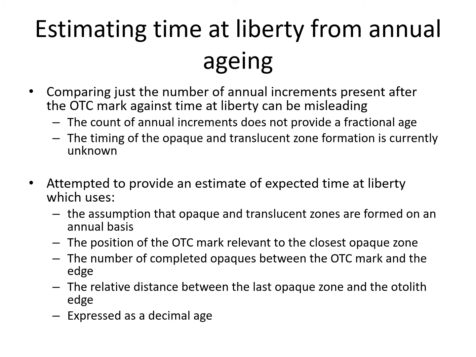Therefore, we attempted to provide an estimated time at liberty, which is based on the assumption that the opaque and translucent zones are formed on an annual basis. It uses the position of the OTC mark relative to the closest opaque zone, the number of complete opaque zones, and also the relative distance between the last opaque zone and the otolith edge, and we express that as a decimal age.